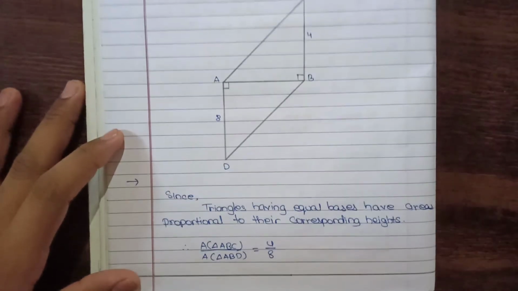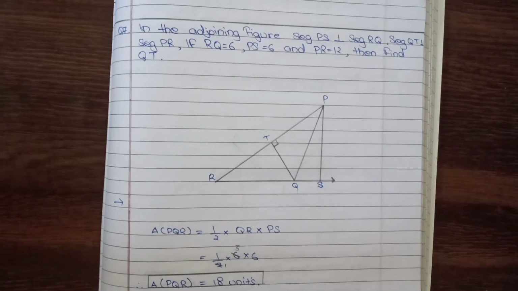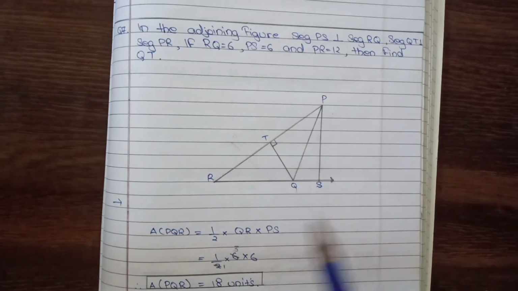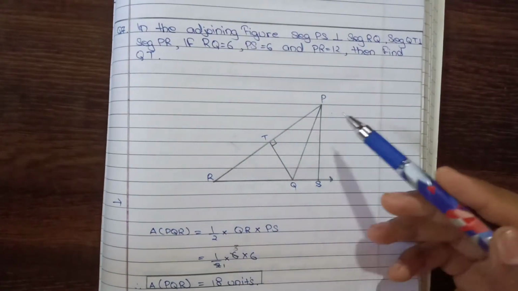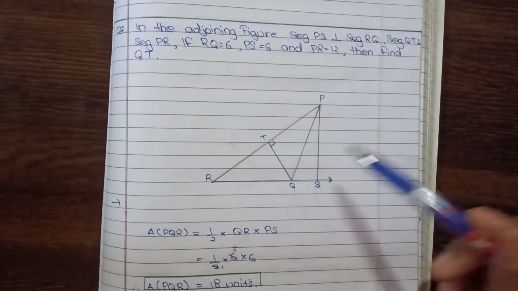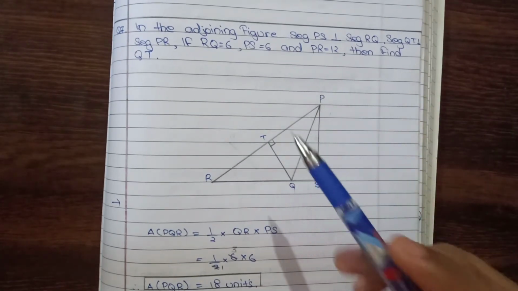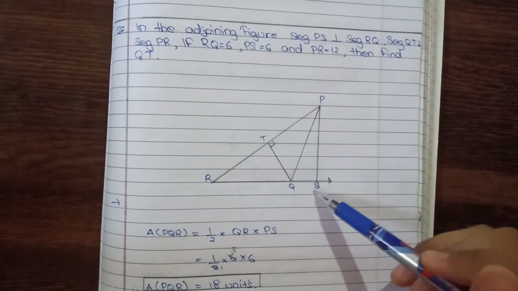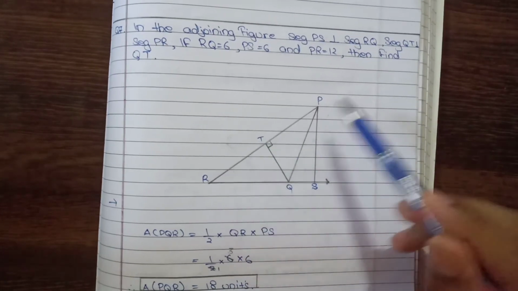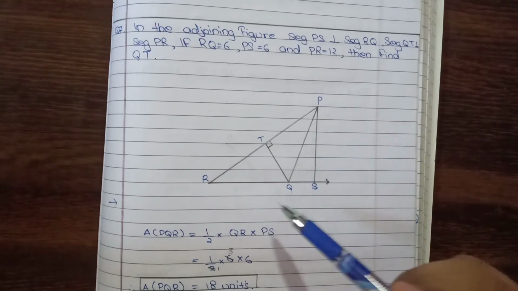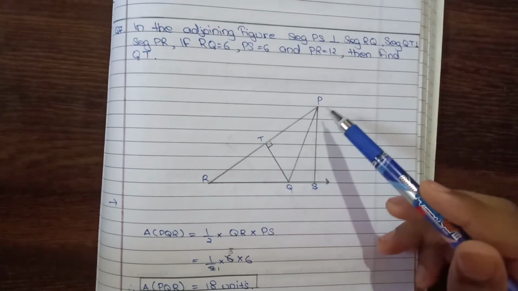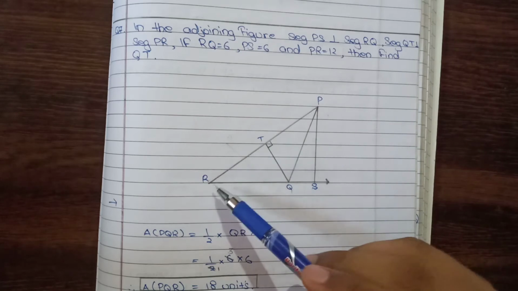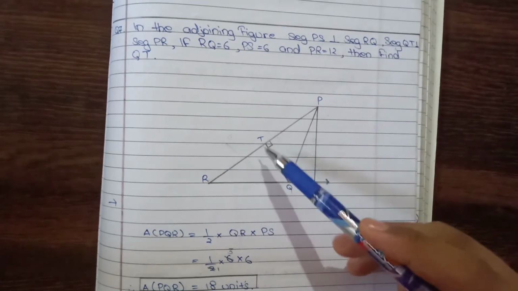Now we are going to solve the third property question, which says that in the adjoining figure segment PS is perpendicular to RQ, QT is perpendicular to PR, and segment RQ equals 6, PS equals 6, and PR equals 12. Then find QT. We have to find QT.